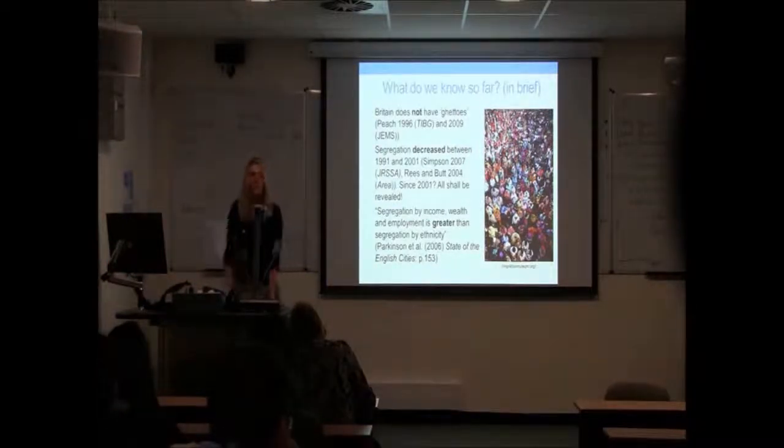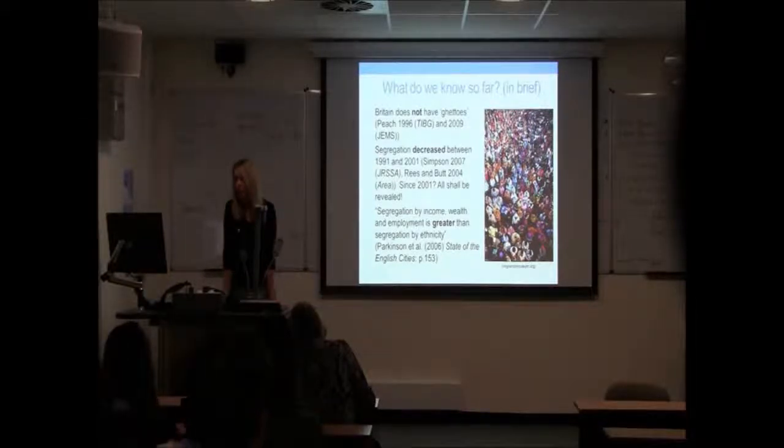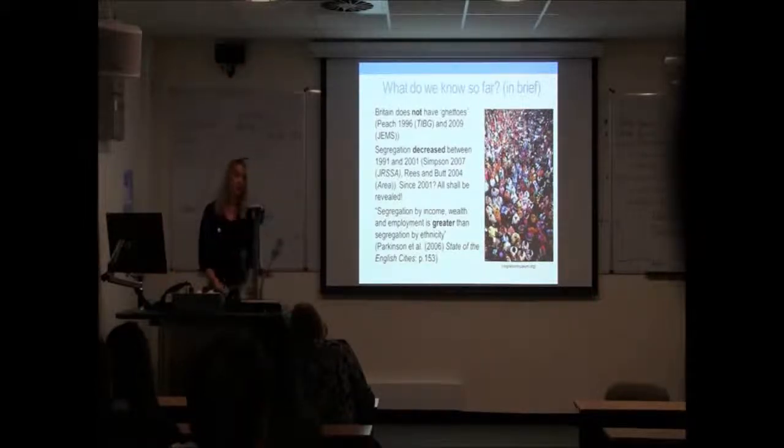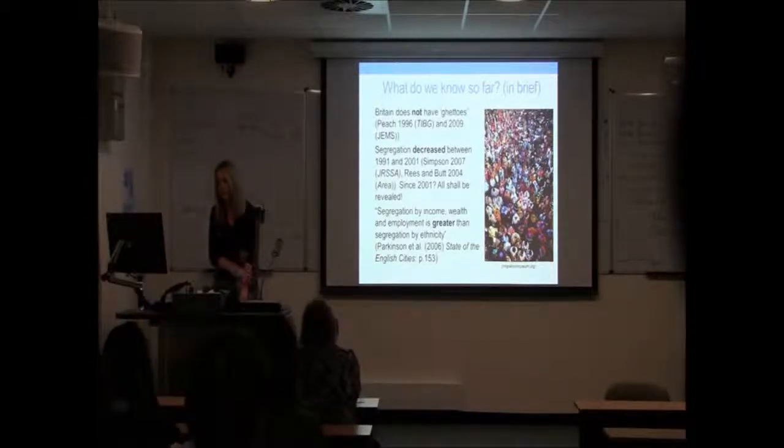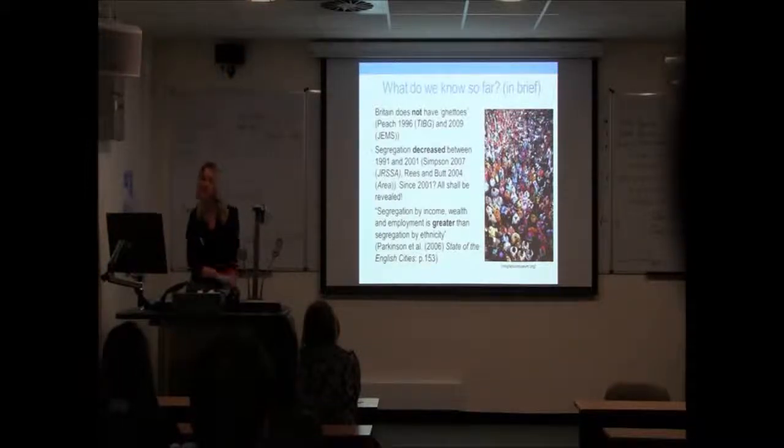So what do we know so far, in real brief? We know that Britain does not have so-called ghettos, and Peach in Transactions of the Institute of British Geographers and in that Journal of Ethnic and Migration Studies paper I mentioned proves that. We know that segregation decreased between 1991 and 2001, and that's in several papers that are outlined there. What about since 2001? Well, I'm going to be talking about that in due course. We also know that segregation by income, wealth and employment is greater than segregation by ethnicity.